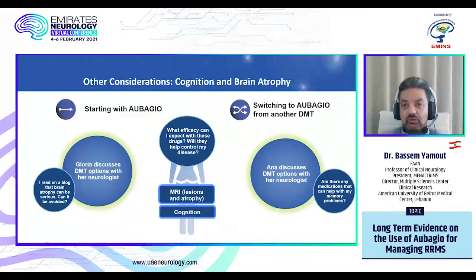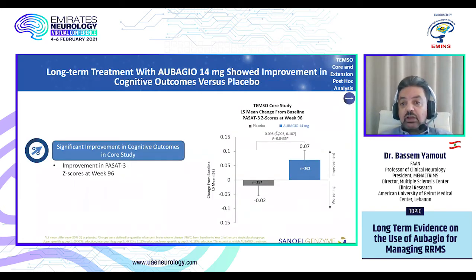Now, how about cognition and brain atrophy? The patient will always ask you, I might have a problem with memory. I've read that MS can affect your cognition. Will this medication help with cognition and with brain atrophy, which are, as we know, very strongly correlated? So let's look at the data here. In the original TEMSO core study, the PASAT was used as a measure of cognition. And at the end of 2 years, there was a significant improvement in the PASAT score in patients on teriflunomide 14 milligram, while the patients on placebo actually had worsening of their score. So there was a statistically significant effect on cognition.